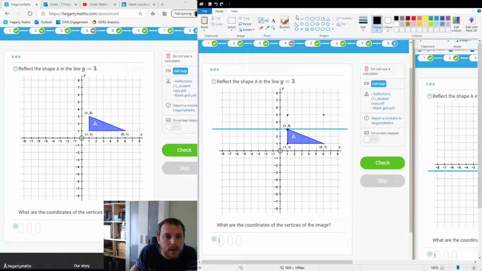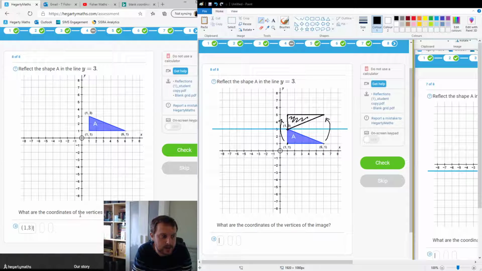And the shape that we end up with looks like this. Literally flipped, I could try to draw it flipped up like this to create this here. Okay, so I'm just going to write in the coordinates now. So one of the coordinates actually has stayed exactly the same. One of the coordinates is now 1, 5, and then the last coordinate is 6, 5.